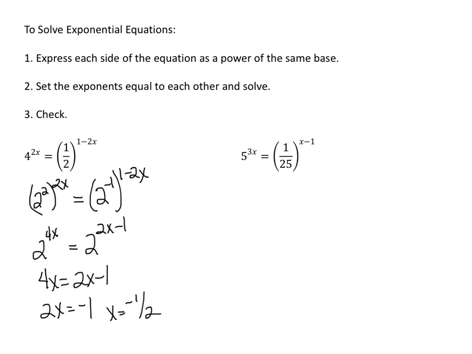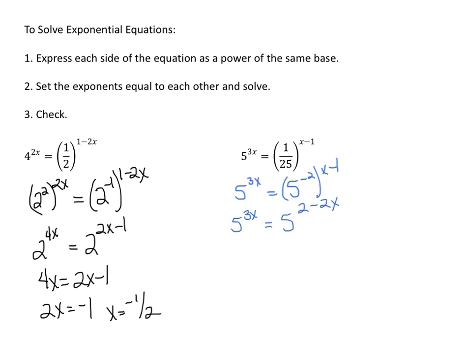Let's try another one. So I have 5 to the 3x power, 1/25, right? 25 I know is 5 squared, so 1/25 has to be 5 to the negative 2, to the x minus 1. Then I'll multiply these together. And that becomes 2 minus 2x.